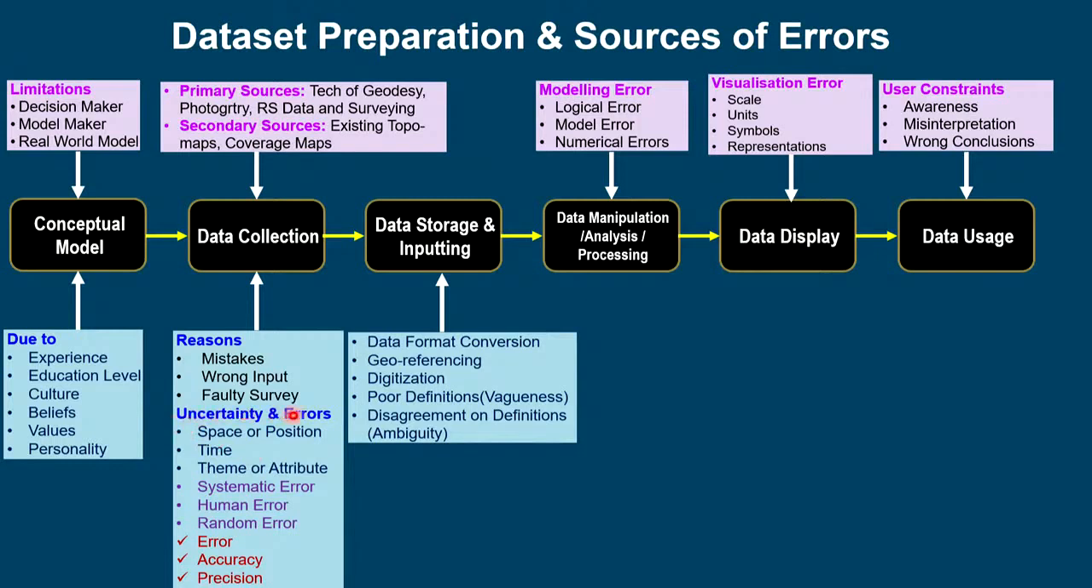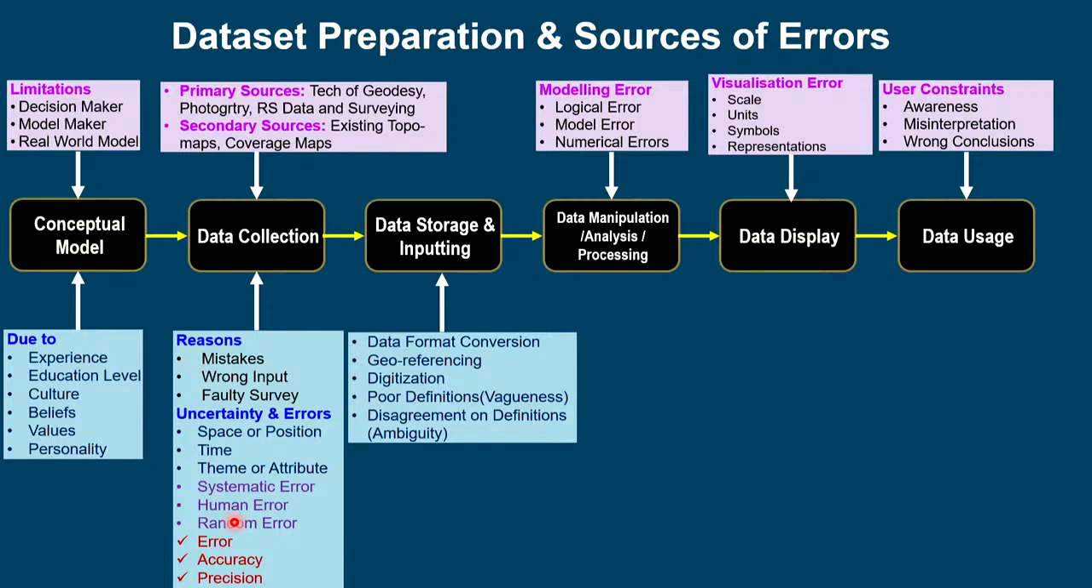And those errors or uncertainties you can classify like the spatial or the positional errors, and then time means temporal errors, theme means thematic errors or the attribute errors, and further you can classify like the systematic errors, human errors, random errors, and then there are different types of errors like mean error, absolute error, root mean square errors. These are different positive errors, negative errors.